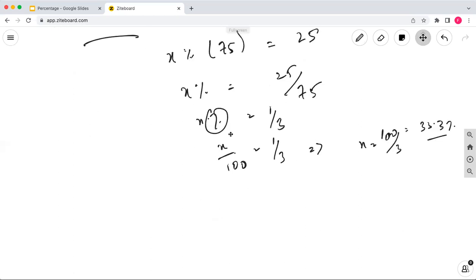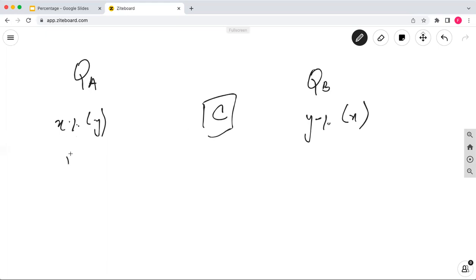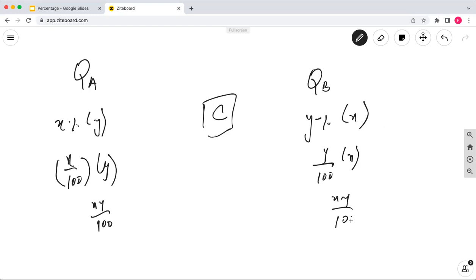Now, one more question for you. For example, if you have a quantity comparison question, quantity A and quantity B, and quantity A is x percent of y, and quantity B is y percent of x. So what is the answer? C, not D. x over 100 into y, and this is y over 100 into x. This is xy by 100, and this is xy by 100. Both are exactly the same. And this is pretty commonly tested, right?